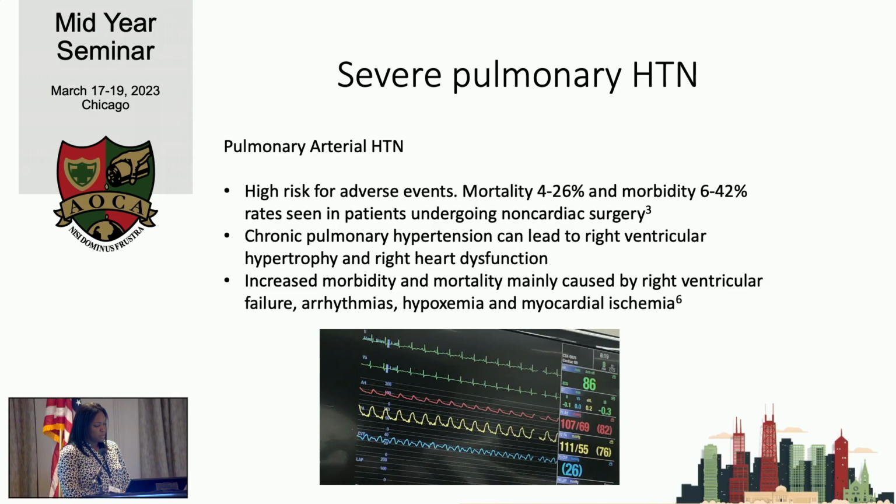And with chronic pulmonary hypertension, you most likely will see that hand in hand with right ventricular hypertrophy and right heart dysfunction. So the increased morbidity and mortality is mainly caused by right ventricular failure, arrhythmias, hypoxemia, and myocardial ischemia. So for these cases, advanced monitoring is really helpful just to glean more information. So including the use of a pulmonary artery catheter as well as TEE can help dictate management and really give you an idea of whether or not you have to escalate support.